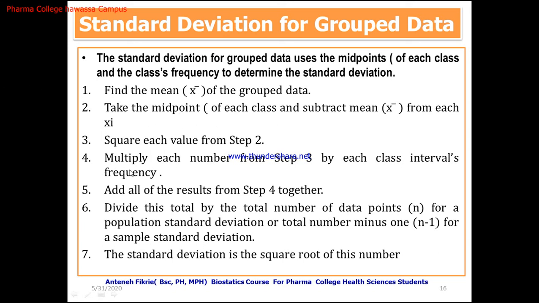Number 4, multiply each number from step 3 by each class interval frequency. So in the grouped data, we have the class frequencies, and the squared value from step 3 is multiplied by the frequency. Then add up all the values from step 4. Then divide this total by n minus 1, or the degrees of freedom. Finally, take the square root of this number.